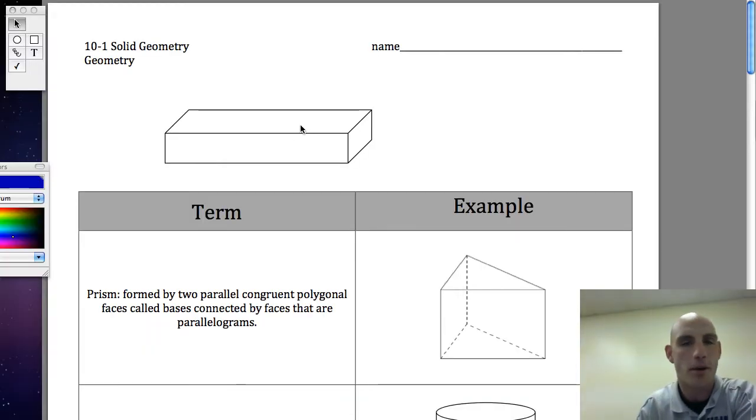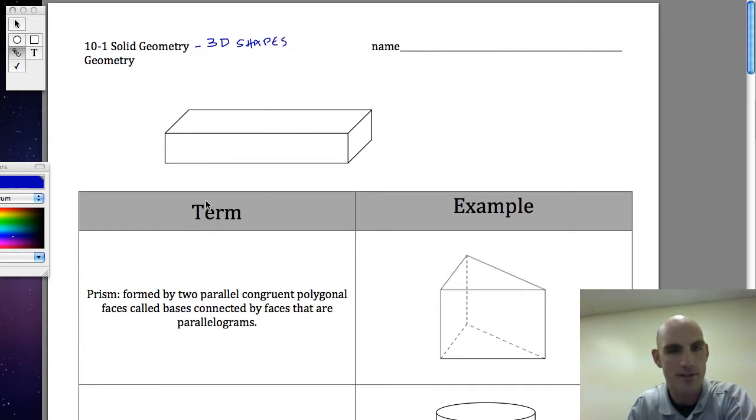Welcome back. Today we're going to talk about solid geometry. When we talk about solid geometry, we are talking about three-dimensional shapes. And as you can see here, I have this rectangular box type object down here, and there's a couple of vocabulary words that go along with three-dimensional geometry.